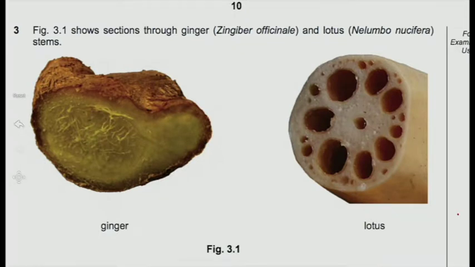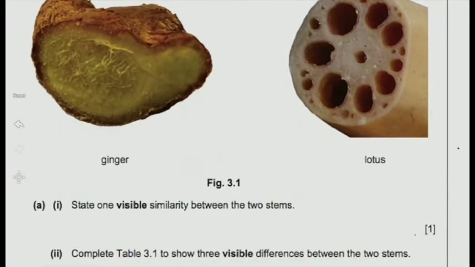So figure 3.1 shows sections through ginger, Zingiber officinale, that's the biological name, and the lotus, Nelumbo nucifera, that's the biological name again. The genus and the species, that's the way the name is given. So this figure 3.1 is showing two different stems of plants. The ginger is on the left, as you can see, and that's the lotus. Let's look at the questions.